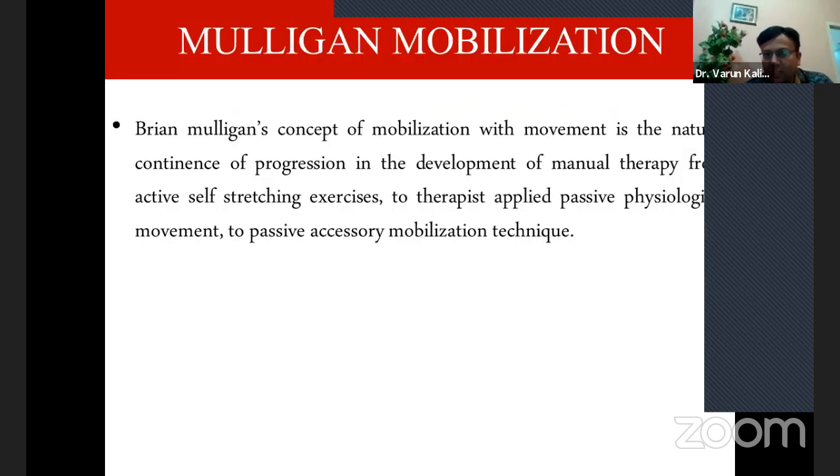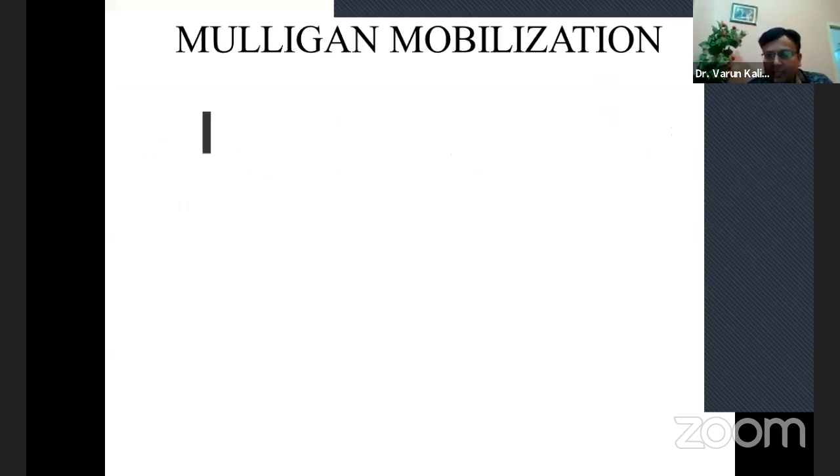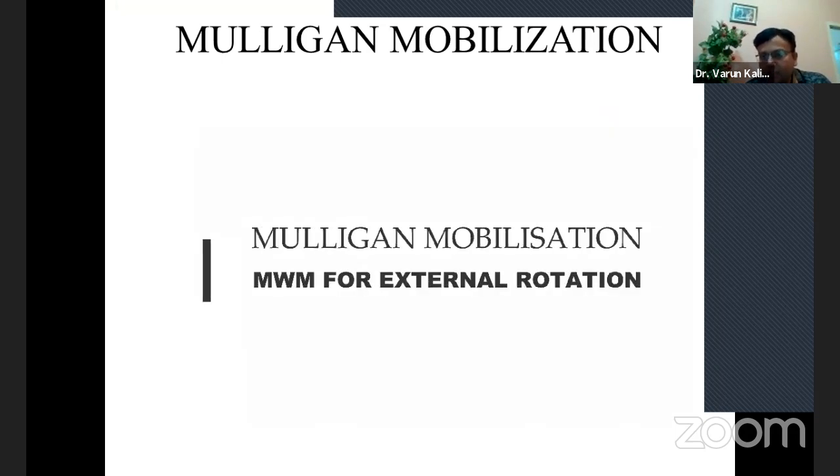Next is the Mulligan mobilization. So what is Mulligan mobilization? Brian Mulligan's concept of mobilization with movement is the natural continuance of progression in the development of manual therapy from active self-stretching exercises to therapist applied passive physiological movement, then to passive accessory mobilization technique. Here we have different techniques of Mulligan mobilization for the different ranges of motion of the shoulder joint. But we will see one or two methods or techniques.